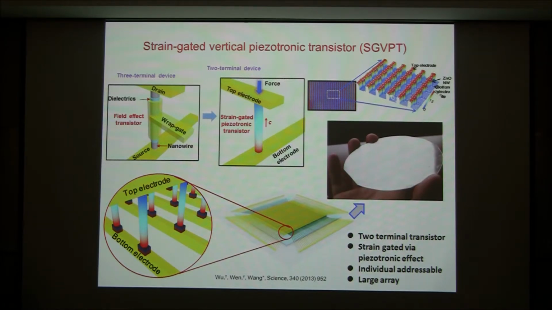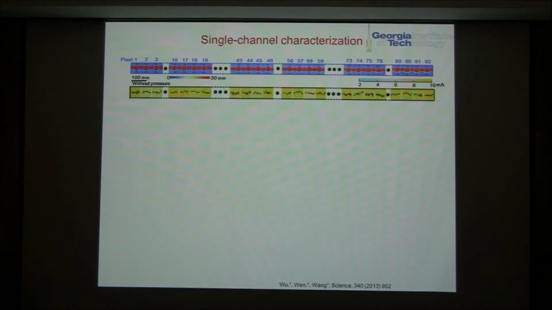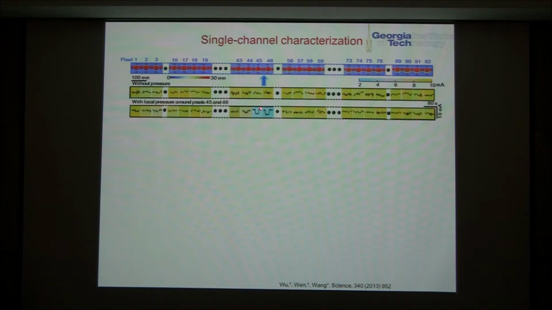Now let's look at how this works. Let's analyze 92 of these channels. 92 of these transistors across this way, 92 this way. We can measure the transport on the fixed bias. You can see the current like this. Now if you apply a local strain here, you can produce tuning. This changed current gives you the signal.